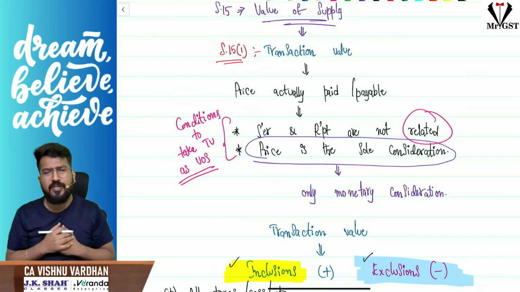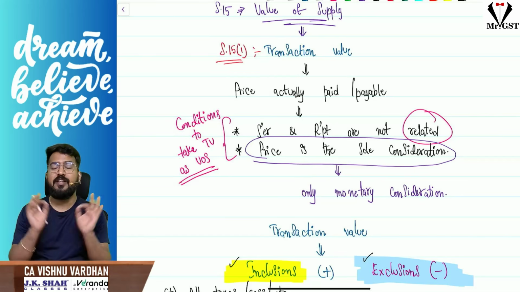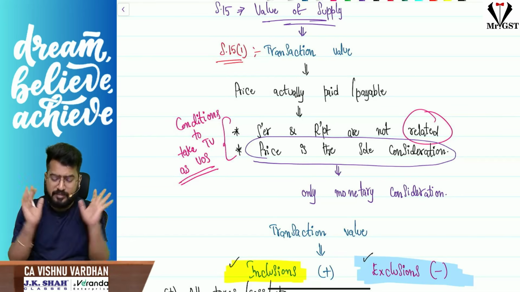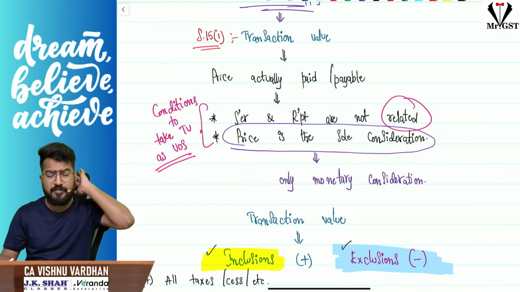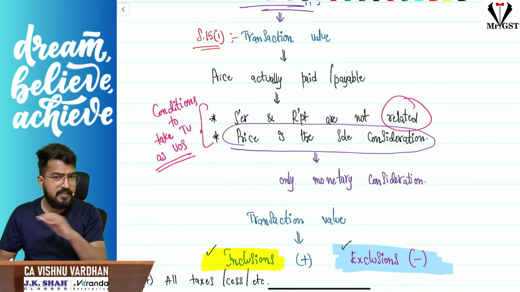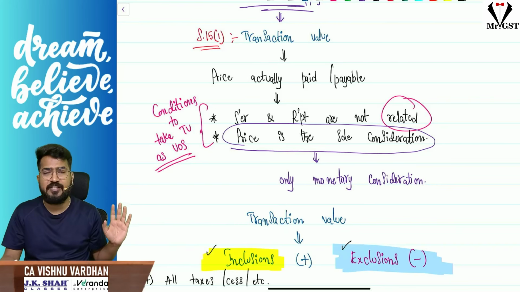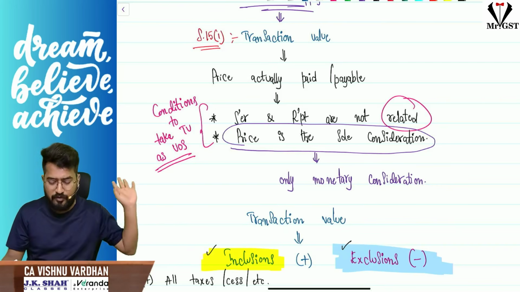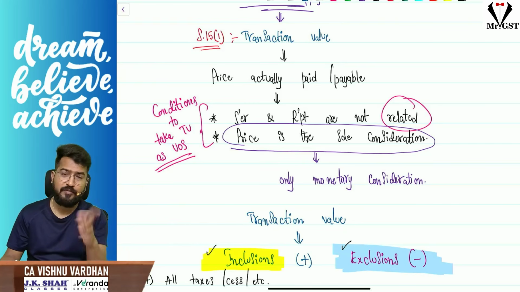Will you believe whatever price they are dealing with? Yes, provided they are not related and they are paying only monetary consideration, that is, price is the sole consideration. So transaction value will be taken as value of supply. That means the price actually paid or payable will be taken as value of supply, where supplier and recipient are not related and price is the sole consideration, that is monetary consideration only. If these conditions are violated, then we should go with valuation rules.